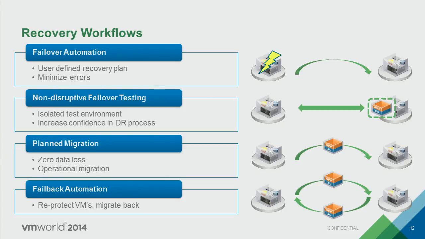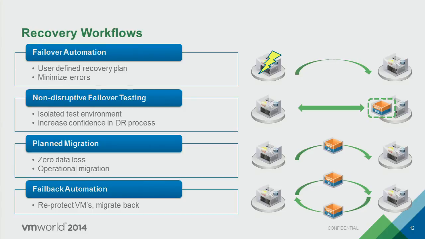We can take the same recovery plan, though, the same one that we would use for disaster, and run it in test mode. And what this will do is create an isolated environment that doesn't impact production at all on the recovery site, isolates the network, isolates the storage, and we go through the same sequence that we would for a disaster in a test environment. Third use case is planned migration, as I mentioned. It's the same recovery plan again.